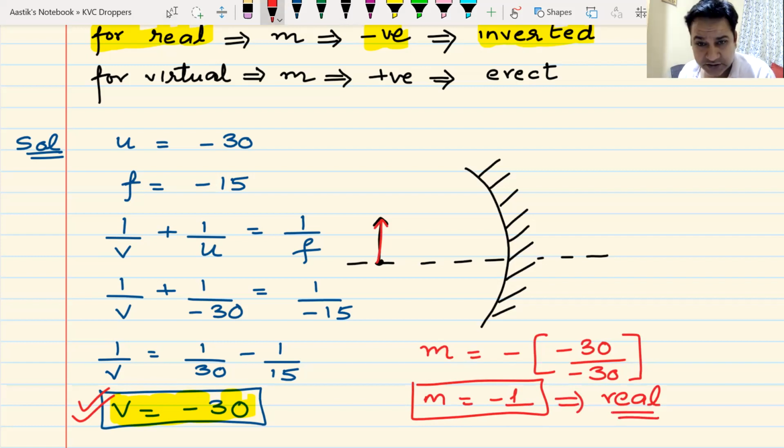Now, if the image is real, it cannot be erect. It has to be inverted. That means I have drawn it wrongly. So I will correct myself. That means if the object is here like this, image is formed at the same place, but it would be inverted like this. Do we understand this?